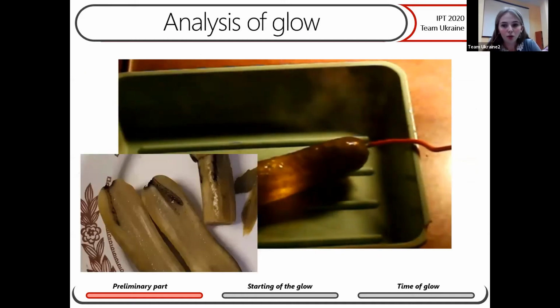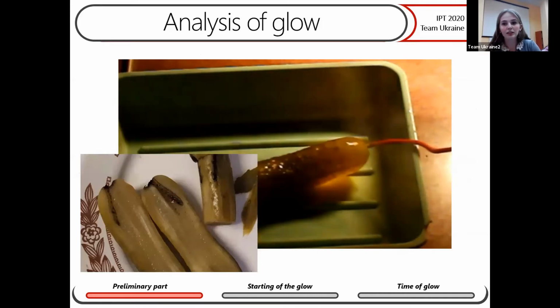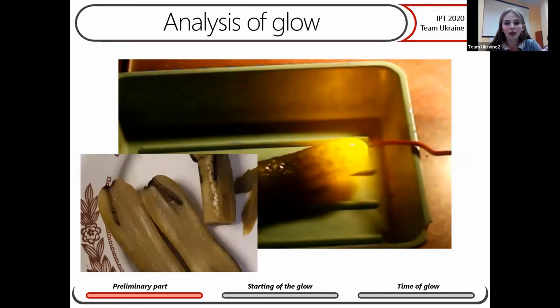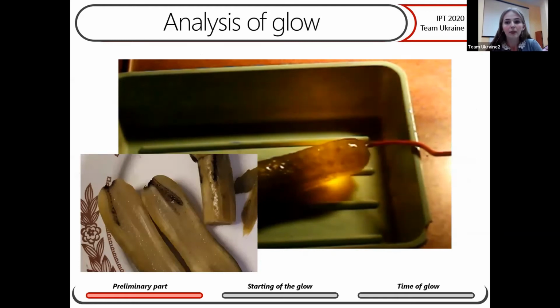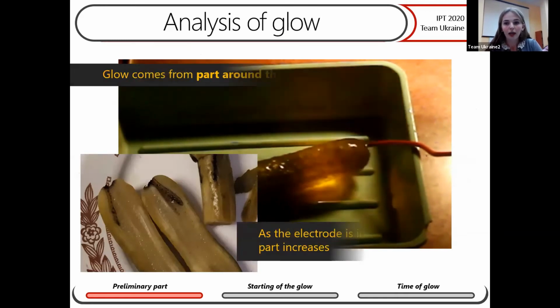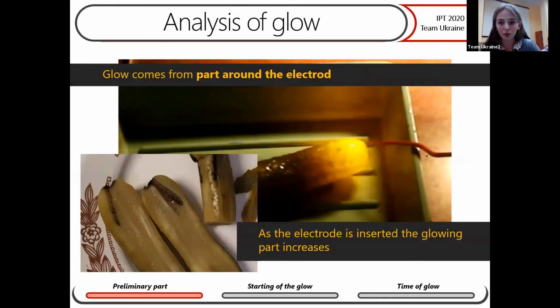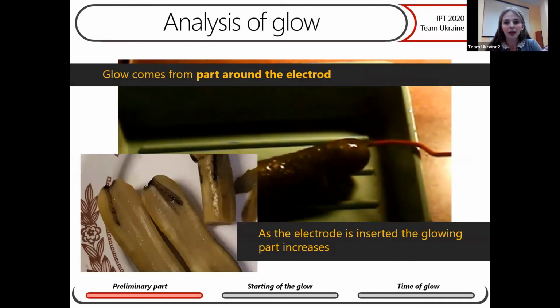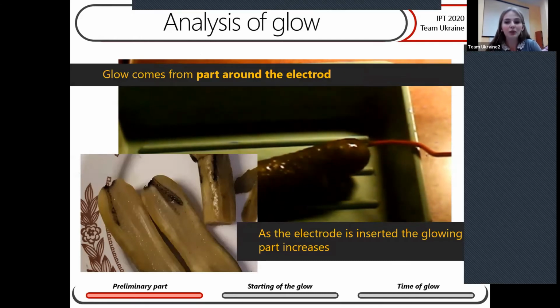And for understanding this process inside a pickle, we could open the pickle to see the area near the electrode. And as we can observe in the photo, after the experiment, an area of burns is visible near the electrode, and we can conclude that the glow comes from the part around the electrode.